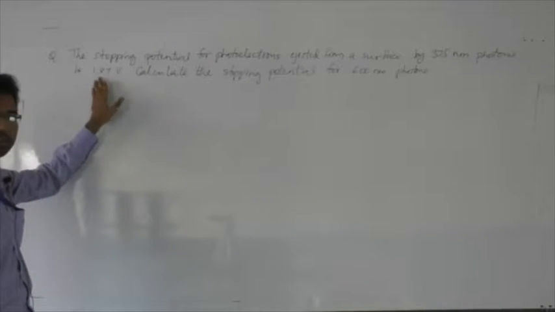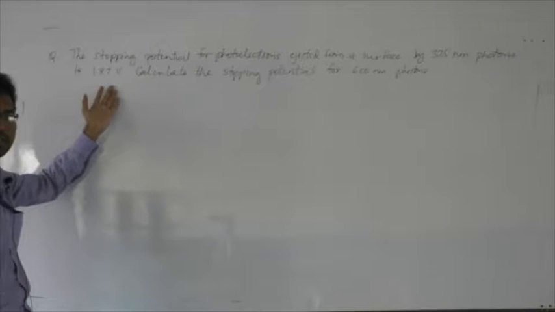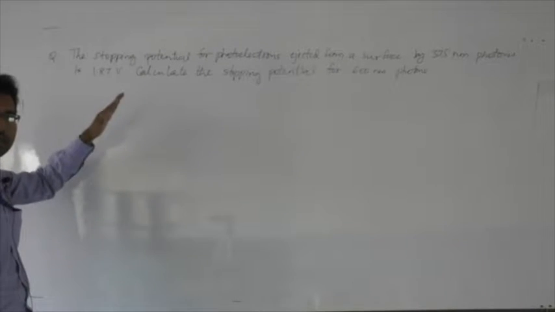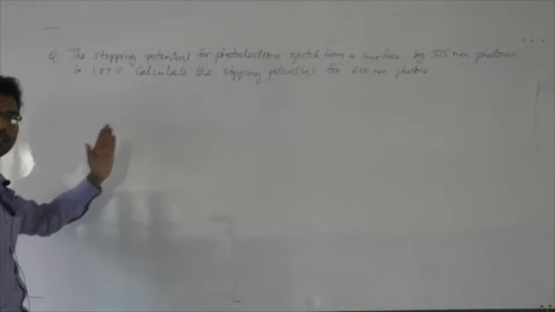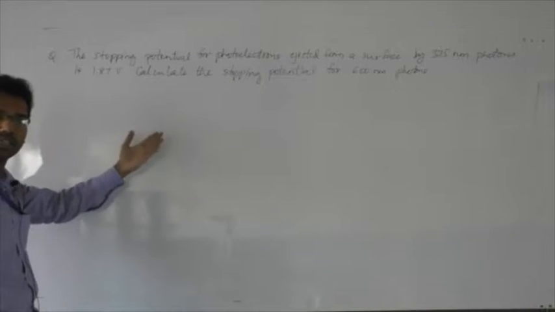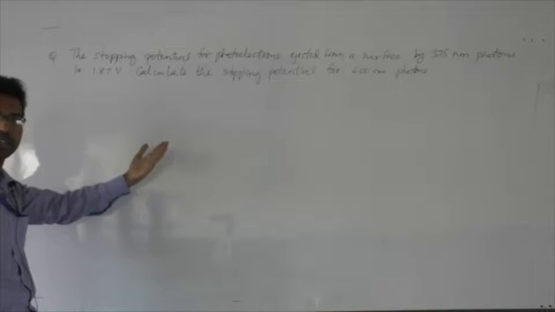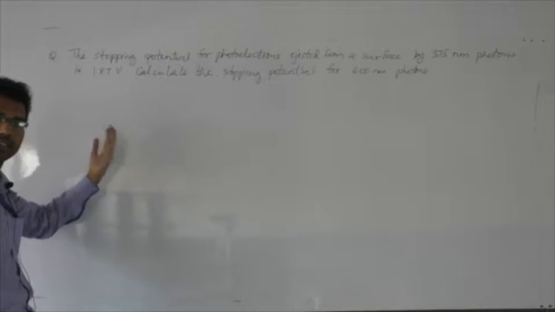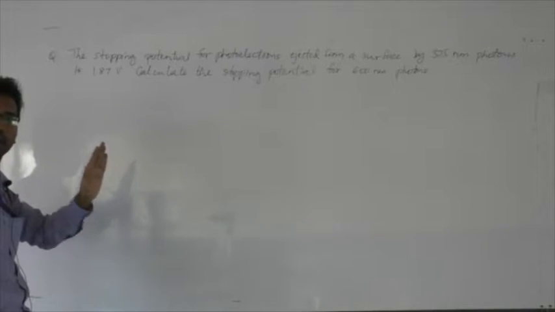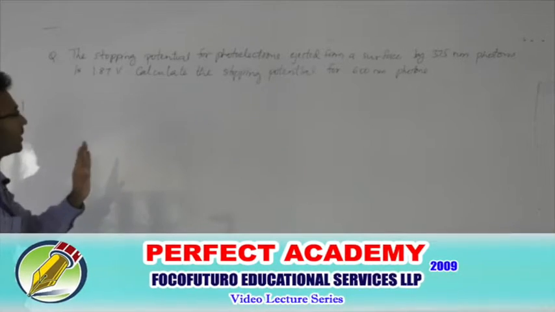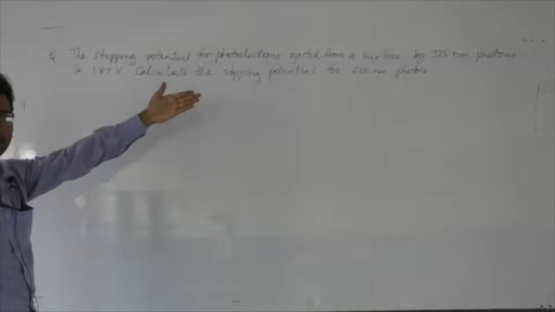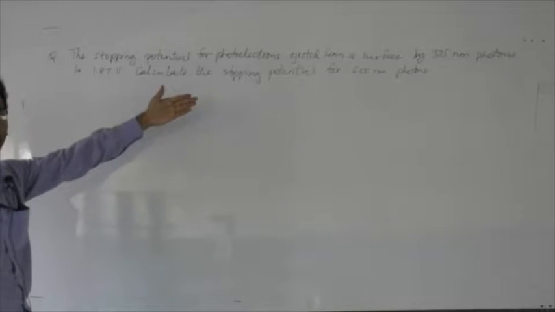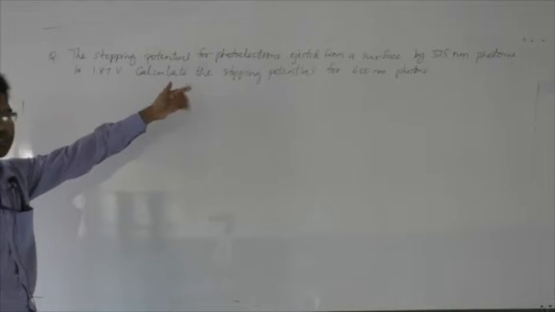As we know, the stopping potential will increase with the frequency of light. If the frequency increases, the kinetic energy of the electron will also increase, the maximum kinetic energy will also increase, and when the maximum kinetic energy increases, the stopping potential required to stop the electrons will also increase. Since we have wavelength here instead of frequency, we will see what happens to the stopping potential when the wavelength is changed to 600 nanometers.